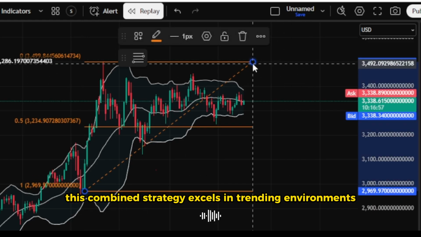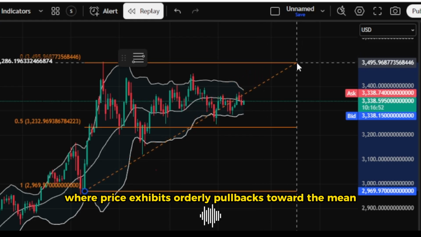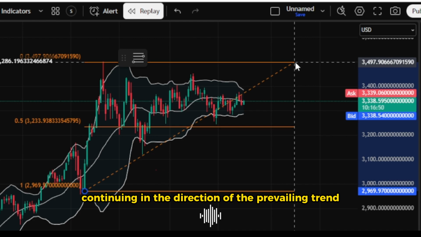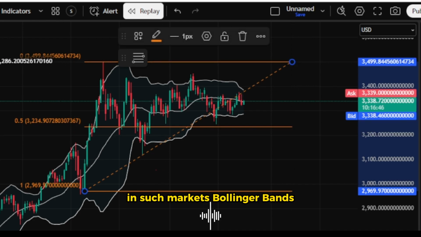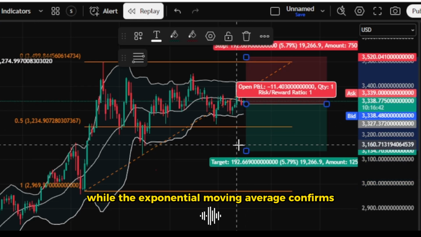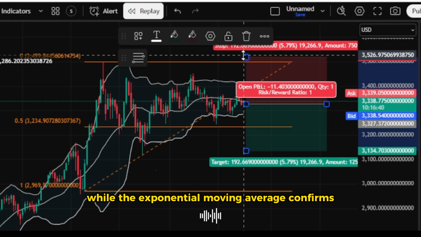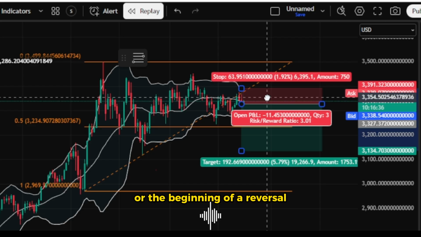This combined strategy excels in trending environments where price exhibits orderly pullbacks toward the mean before continuing in the direction of the prevailing trend. In such markets, Bollinger Bands help visualize the natural ebb and flow of price oscillation, while the exponential moving average confirms whether the pullback is a temporary correction or the beginning of a reversal.